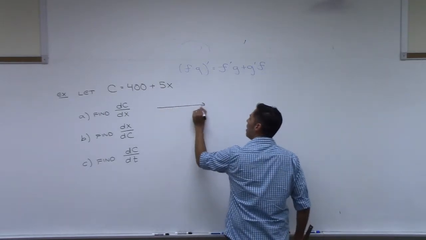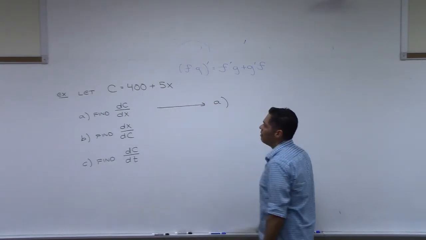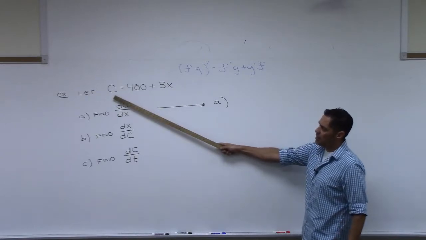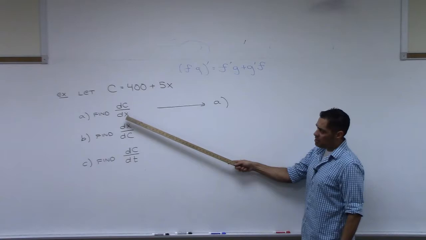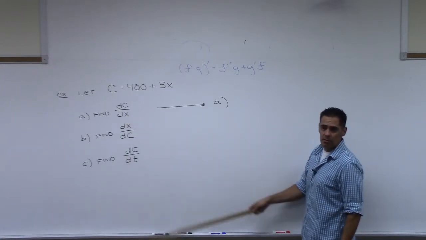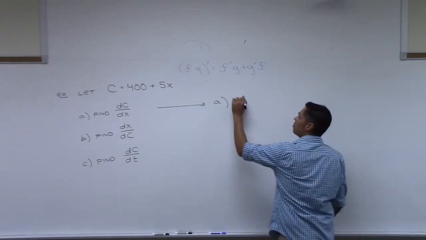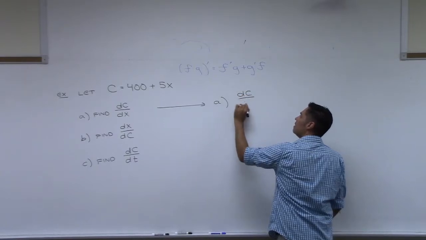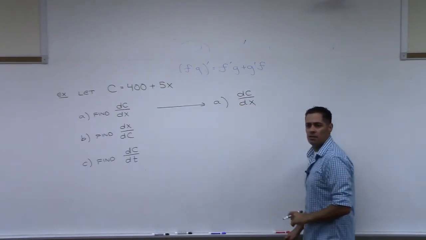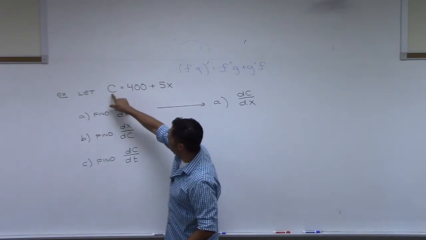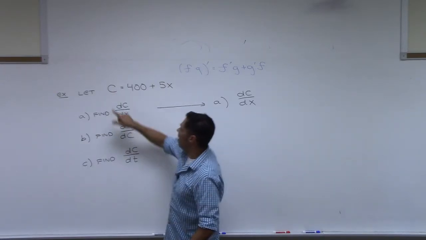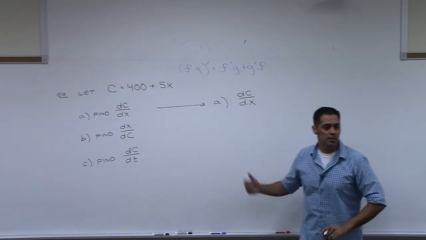For part A, I take the derivative of this equation. I start on the left-hand side. What is the derivative of c with respect to x? C prime, which I'm actually going to write dC/dx. I'm taking the derivative with respect to x, so when I take the derivative of c with respect to x, I get dC/dx.